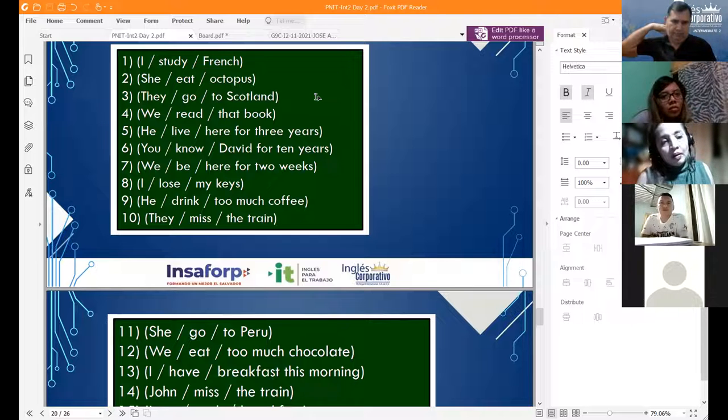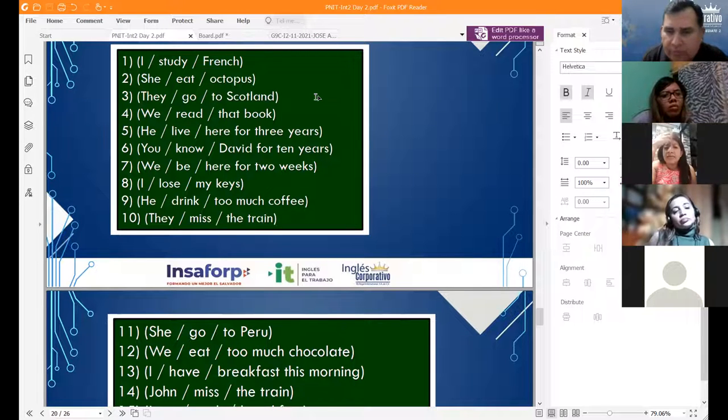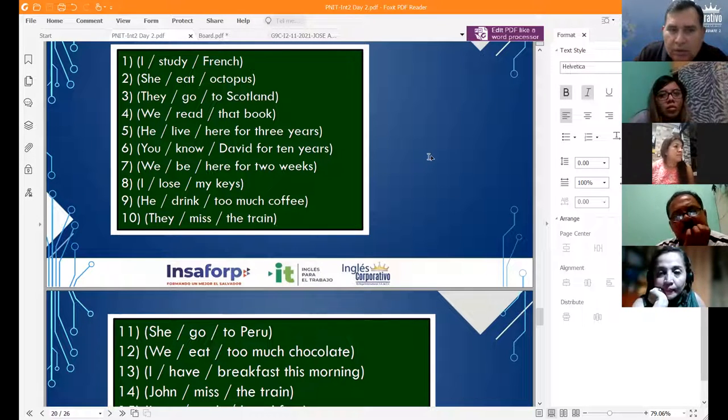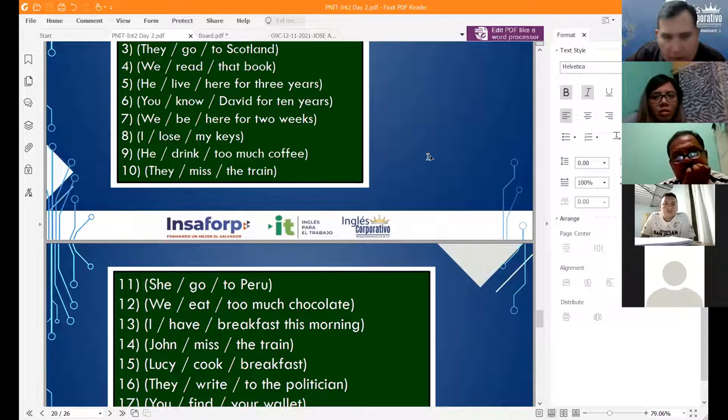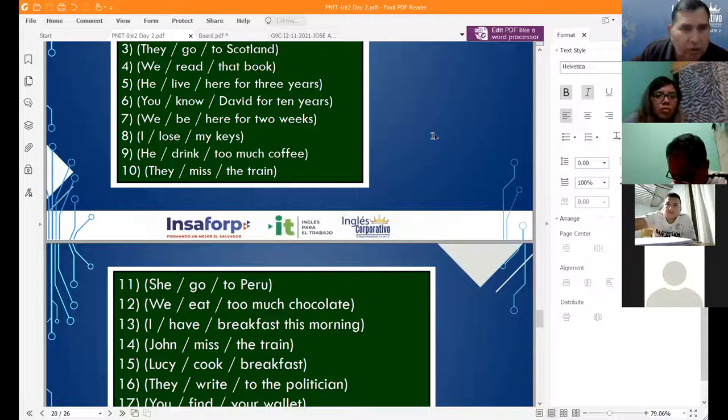Eight. I have lost my keys. Nine. He has drank too much coffee. Drunk. He has drunk too much coffee. Excellent, thanks. 10. They have missed. Miss is like the train. The train passed, but I wasn't there, so I didn't catch it. I missed it. Lost is where did I put the train? I can't find it. I lost it.